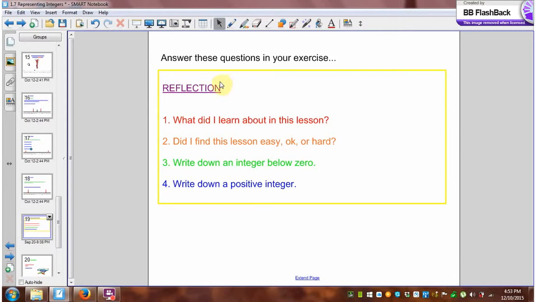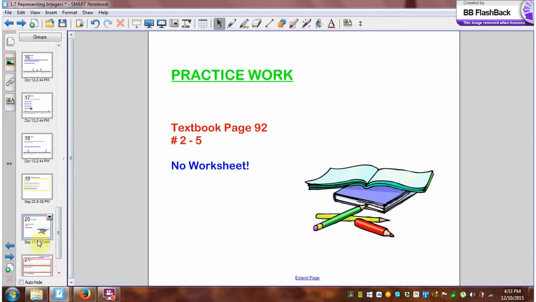Okay, so you should have your reflection questions done by now. Alright, so next class we'll be moving on and talking about how to order these integers and see which ones are smaller and larger, just comparing them. But for now, I want you to do the practice work that goes along with this lesson.